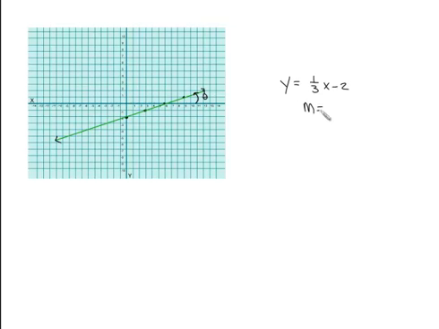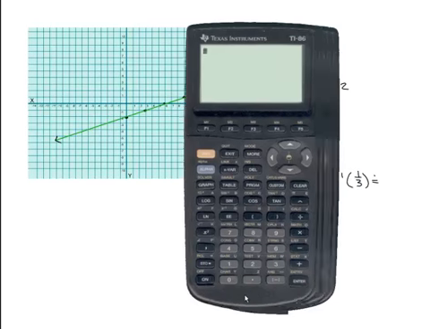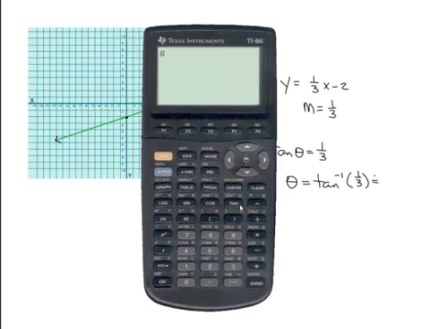We know our slope here is 1/3, and so we know that tangent of theta is equal to 1/3, which therefore makes theta equal to inverse tangent of 1/3. This is now going to go into our calculator. This can be done in either degrees or radians. My preference, just do it in degrees unless they ask you otherwise. You certainly don't have to do it both ways. Inverse tangent of 1 divided by 3.